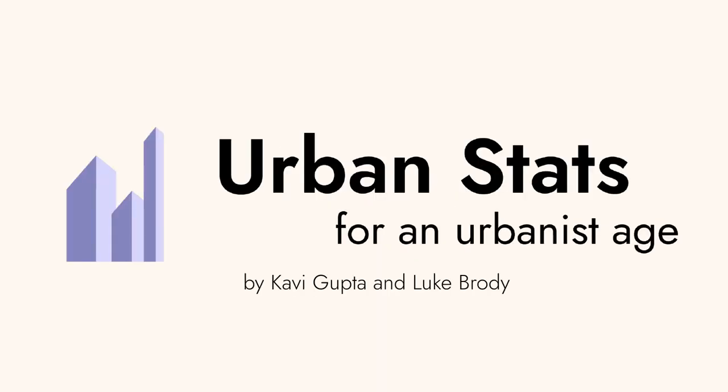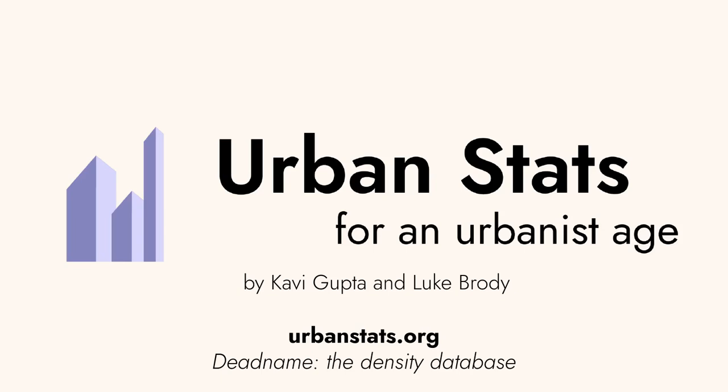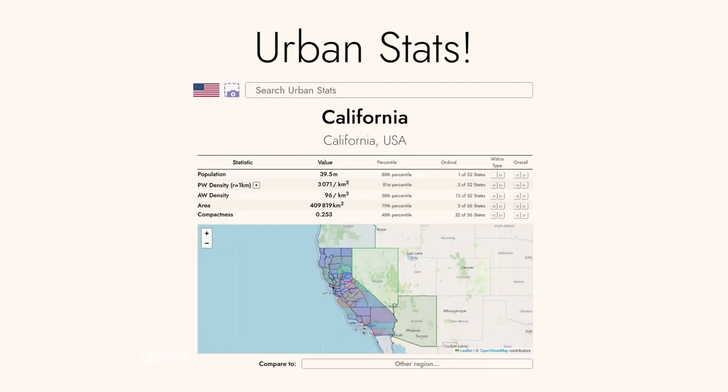Urban Stats is your one-stop shop for information about density at various levels. You can find it at urbanstats.org. It used to be called the density database for like 2 months, and there's a couple people who still call it that. It's very annoying. You can get information on regions like states. Look at that. Population weighted density, 3071 per square kilometer, way higher than the area weighted density. Makes sense. California's got a lot of empty space in it.